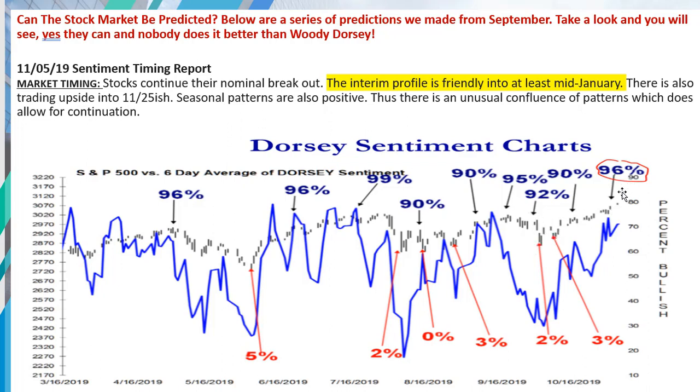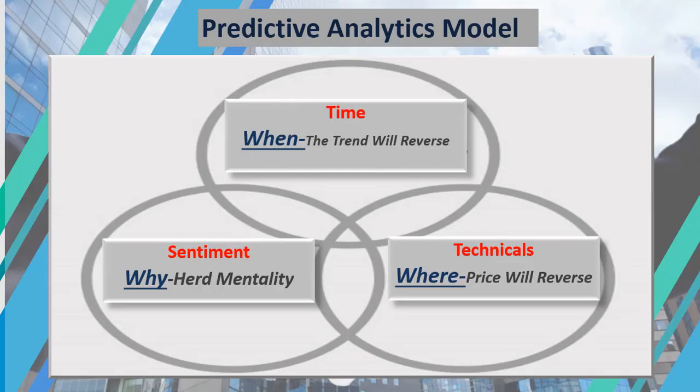From that, we had our melt-up, and you can see we didn't have an extreme bullish sentiment reading until we got above the all-time highs, and I will show you how everything else played out. With our predictive analytics model, for anybody that's new here, it basically goes off of time, and those are Woody's turn dates that he looks for. So that's when to start looking for a trend reversal.